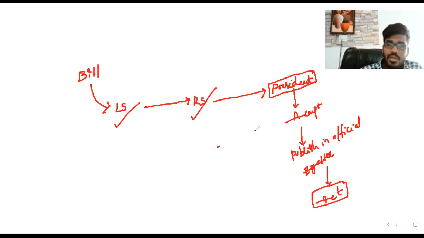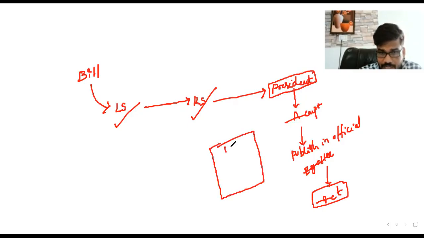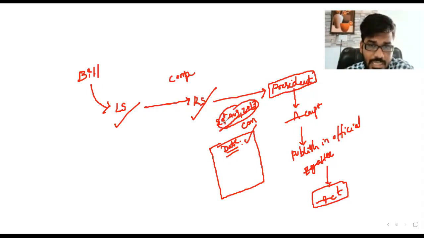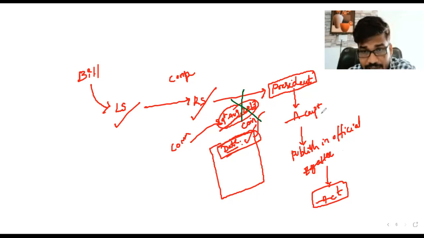Whenever any date is mentioned on the face of the Act, that is the commencement. Best example, Companies Act 2013: for the first time in India, on 29th August 2013, Section 1 came into force. That is the date of commencement. If any date is mentioned in the Act, that is the date of commencement. If no date is mentioned in the Act, the moment the President gives his assent is the date of commencement.